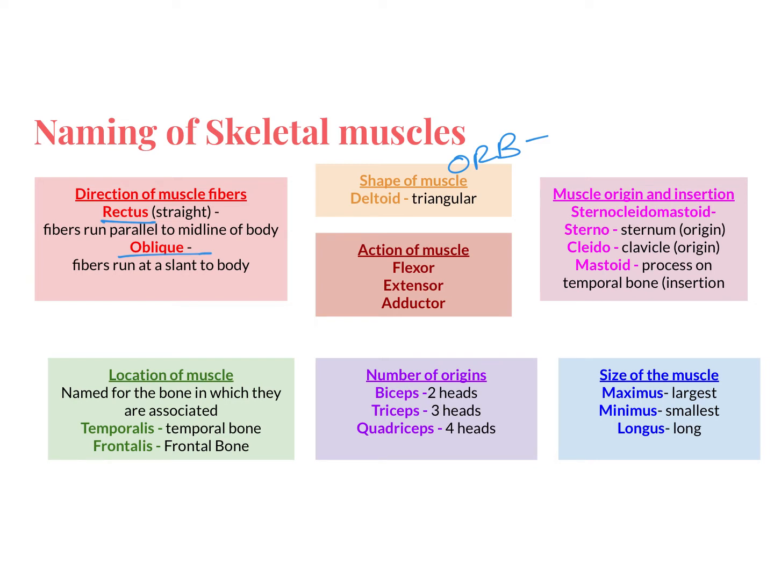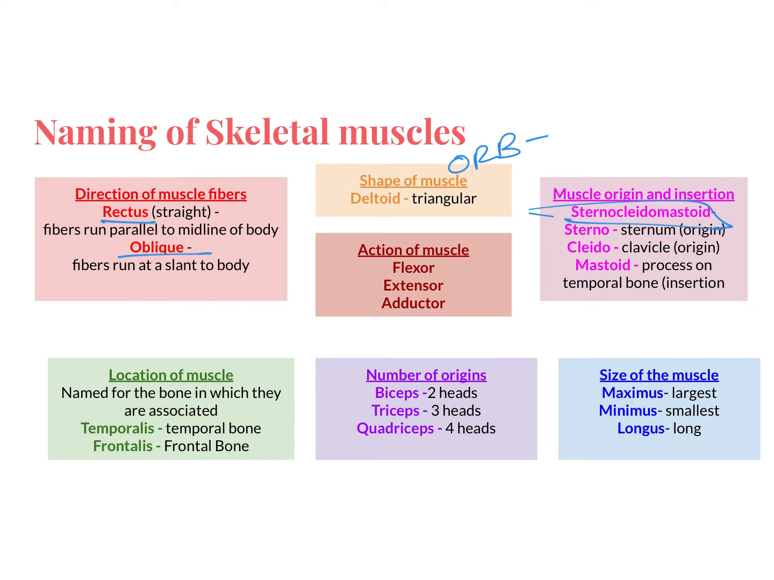Okay, sometimes muscles are named after where they originate and insert, in other words, which bones they start and end on. So my favorite muscle is sternocleidomastoid, and I really just like it because it's such a long name. But sterno refers to the sternum, cleido refers to the clavicle, and mastoid is a spot on the temporal bone. So those are the three locations in which it originates and inserts.